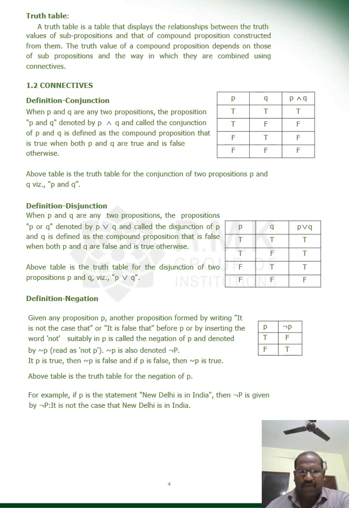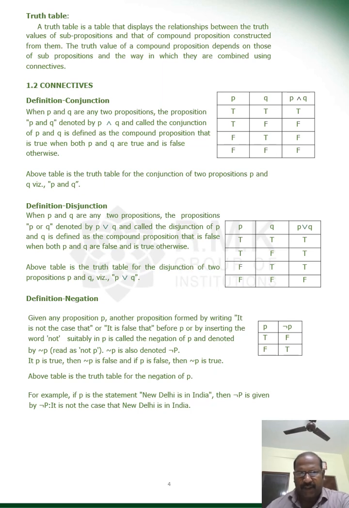Now this is the formula for conjunction. You write P, and the symbol is "and", Q. P and Q. True and true is true. True false is false. False true is false. Then false false is false. Only when both statements are true is the result true; all the remaining are false. That is called a conjunction.